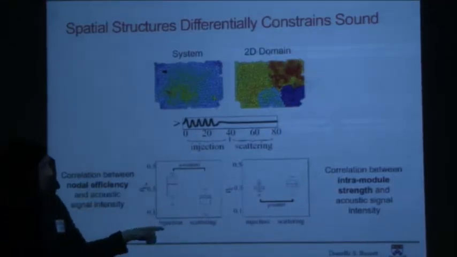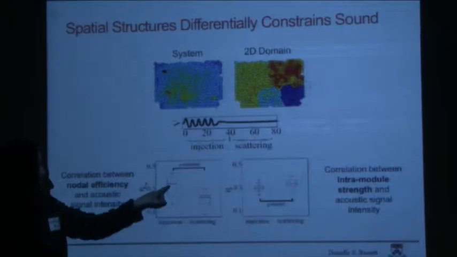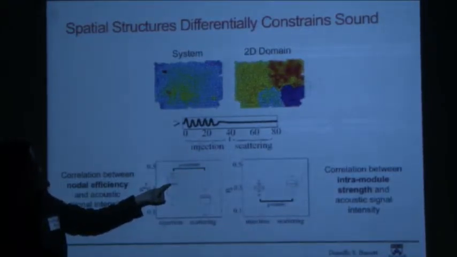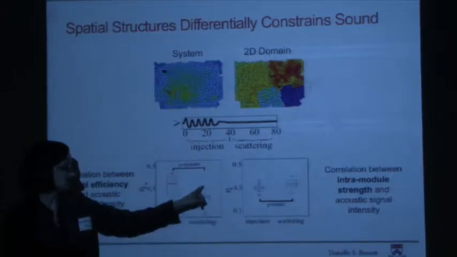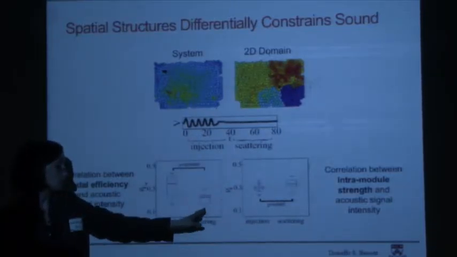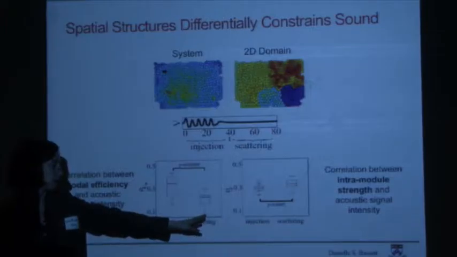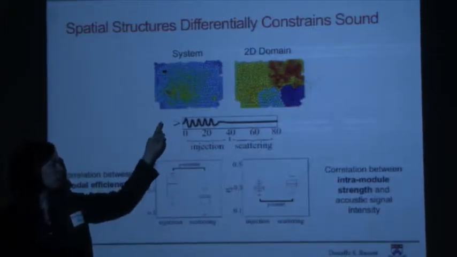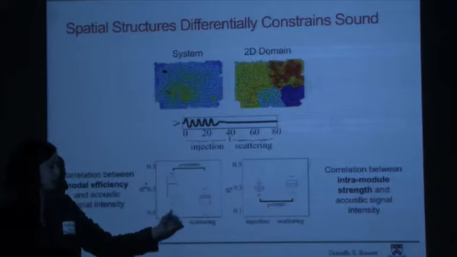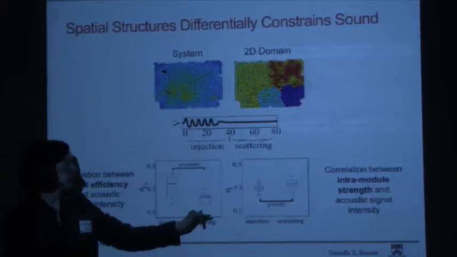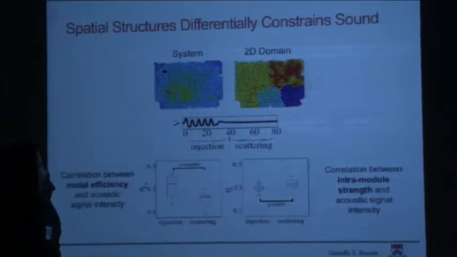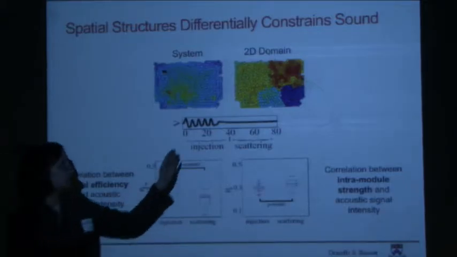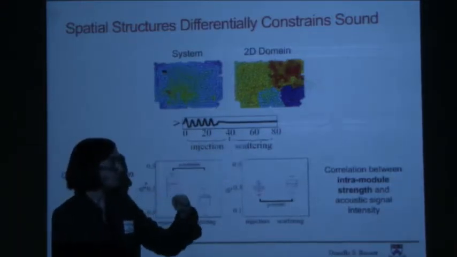And what we can see is that during the injection phase, there's a very strong correlation. So this means that particles that have a high efficiency tend to also have a high acoustic intensity, whereas in the scattering phase, regions that have high efficiency don't seem to have a high signal intensity. So this particular statistic is able to separate out the difference between the injection phase and the scattering phase of the acoustic signal. And we actually saw the opposite finding in using the two-dimensional domains.